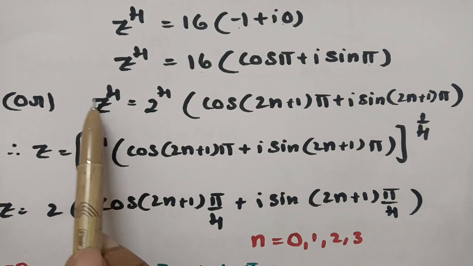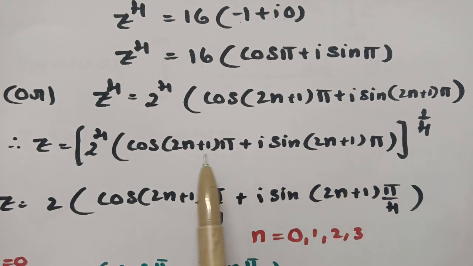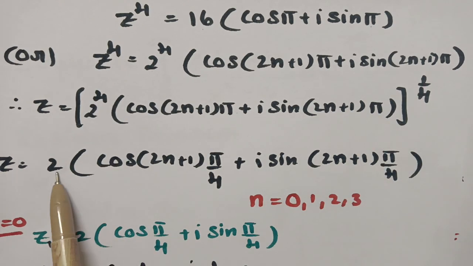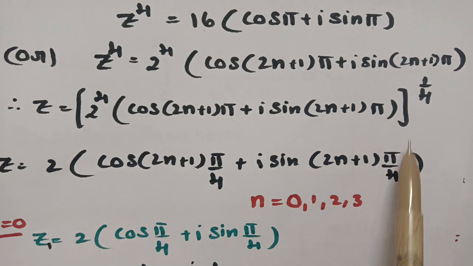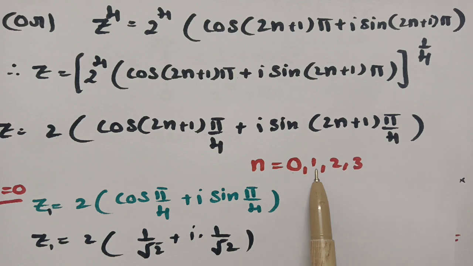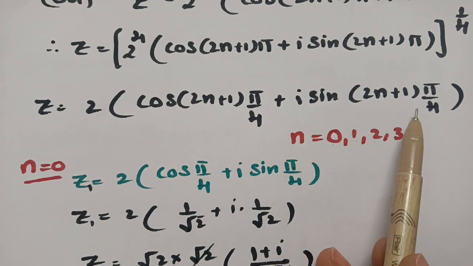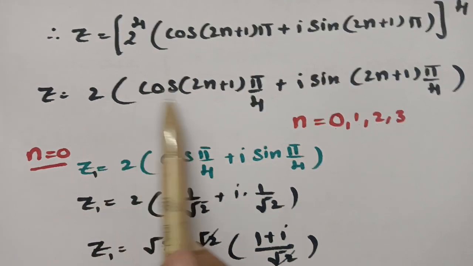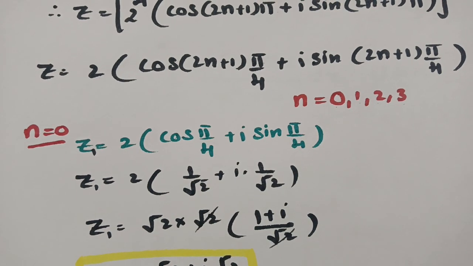So this power 4, if it goes to the other side, it becomes 1 by 4. So 1/4 of this term. If I cancel this, this will be 2, and the angle becomes pi by 4. So I need to put the values of n as 0, 1, 2 and 3. If I keep n equal to 0 in this term, then this will be 2 times cos pi by 4 plus i times sin pi by 4.